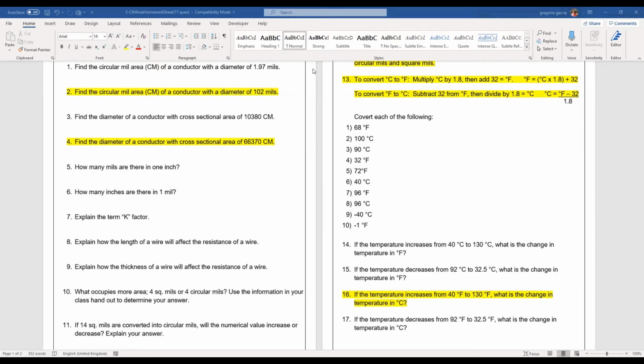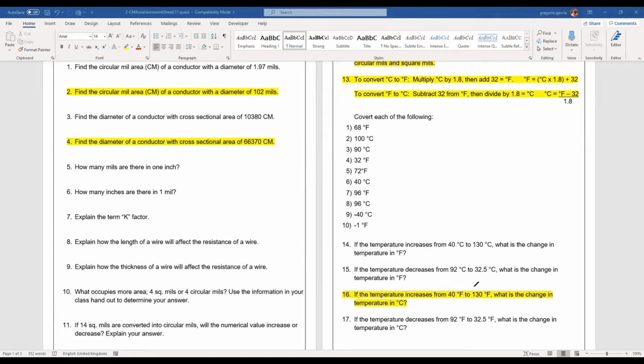Would it be possible to change it from Celsius first, between the 40 and 130 Fahrenheit? That's what you would need to do. You would take your 40 Fahrenheit and convert it to Celsius, and your 130 Fahrenheit and convert it to Celsius, and then you do the subtraction between the two. And that way you are going to be getting 50.